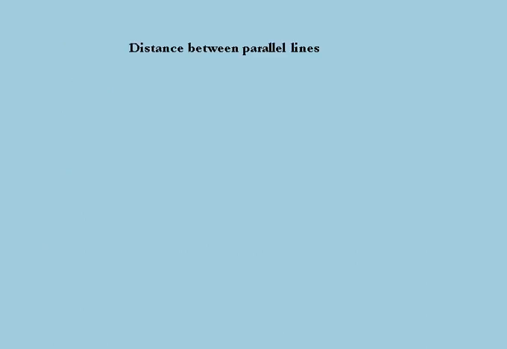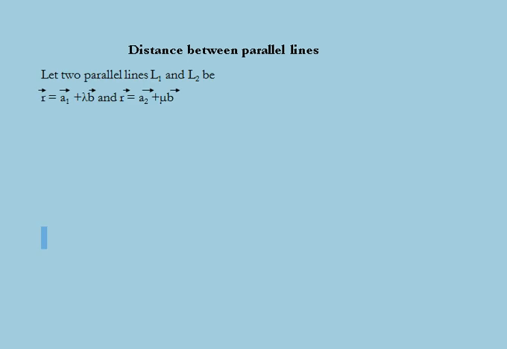Next we are going to consider the distance between two parallel lines. For this we consider two parallel lines which are L1 and L2, and their position vectors are given as: for L1, r vector equal to a1 vector plus lambda b vector, and for line L2 the position vector is given as a2 plus mu b, where lambda and mu are real numbers or parameters.